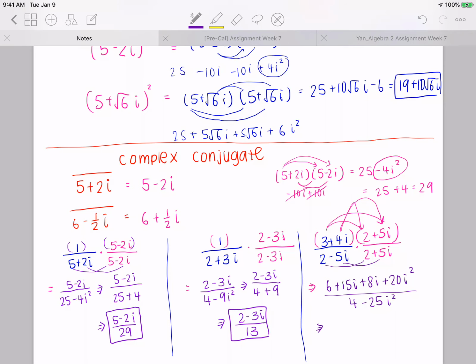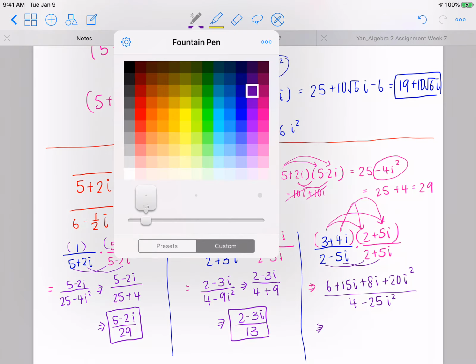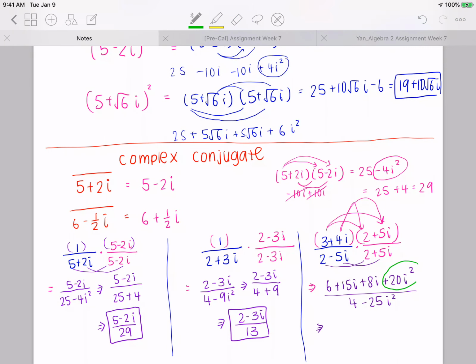Okay, once you combine your like terms and get rid of these i squared, then we're good. Let me use green to emphasize this one. This is going to turn into negative 20, right? And the bottom right here is going to turn into plus 25. So our final answer would be negative 14 plus 23i over 29. Final answer.